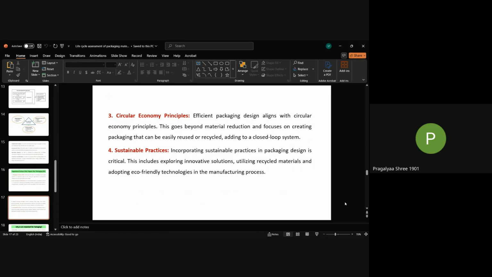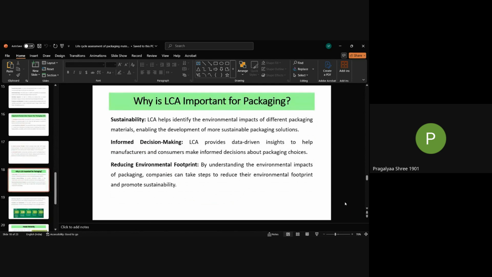Then sustainable practices. Incorporating sustainable practices in packaging design is a critical one. So this includes innovative solutions to the packaging material, usage of recycled material, and we have to adopt some eco-friendly technologies in the manufacturing process instead of chemical processing of manufacture of packaging materials. So all this is involved in this case, right?